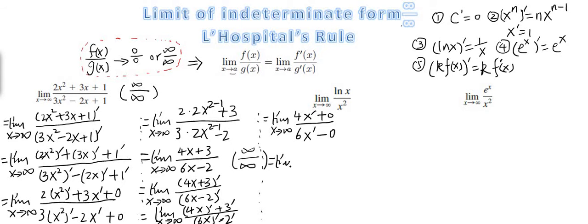Now we can simplify it. x approaches infinity. Derivative of x is gonna be 1, so it's 4 over 6, and we can simplify it. It's 2 over 3. That's it.